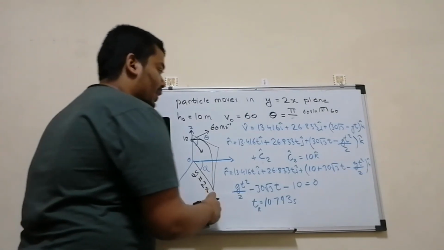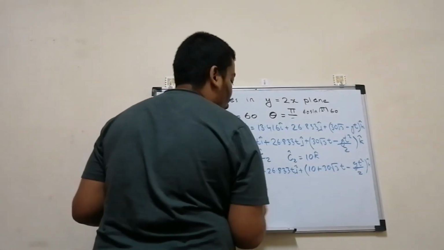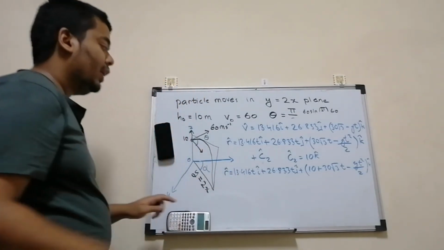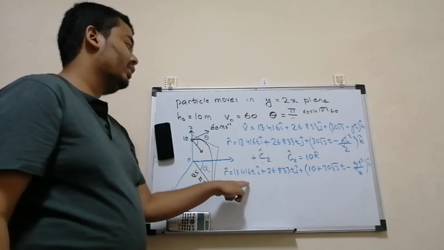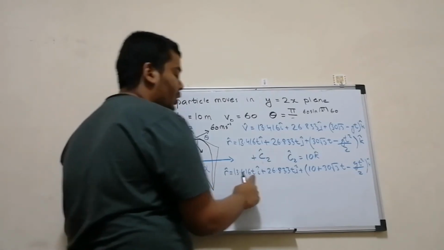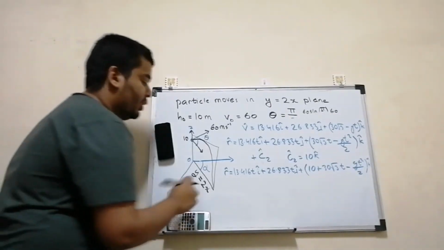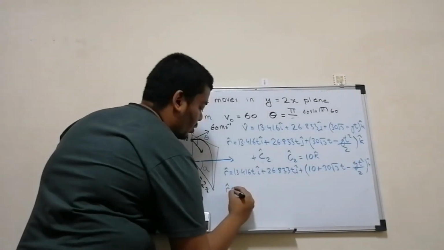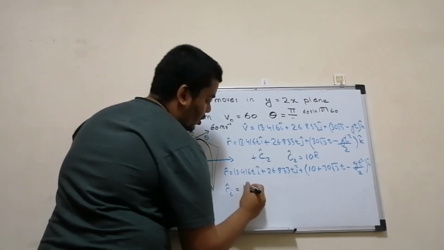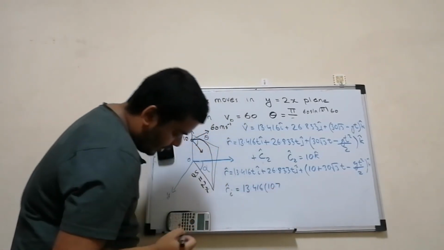Okay, now let's take this particular time, t is equal to 10.793, and put it in this particular place. When we substitute t is equal to 10.793 in these places, we will get the position vector of the particle as it impacts the ground. So r of impact is equal to 13.416 into 10.793.